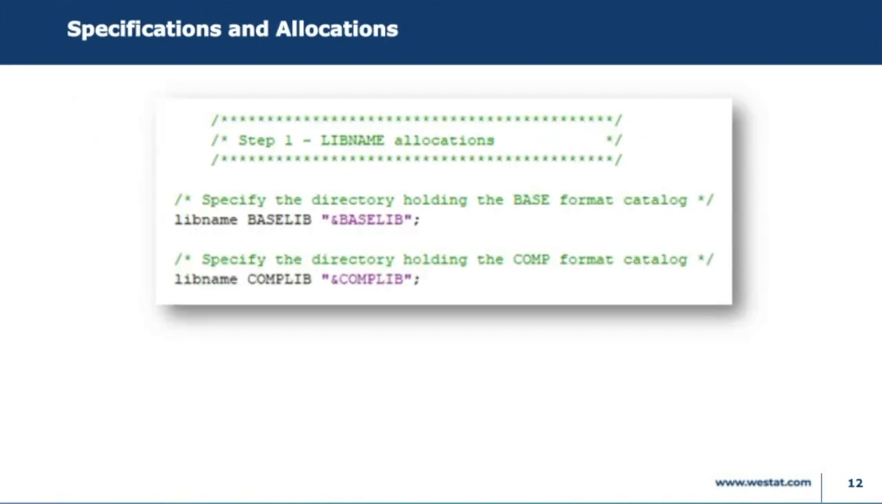Here you can see step one, and we have the first LIBNAME statement, BASELIB. And then don't forget, we're passing in the full path directory as macro variable &BASELIB, and that'll resolve right there. Similarly, LIBNAME FMTLIB, and FMTLIB is a macro variable, which will resolve to the full path of the comparison library.